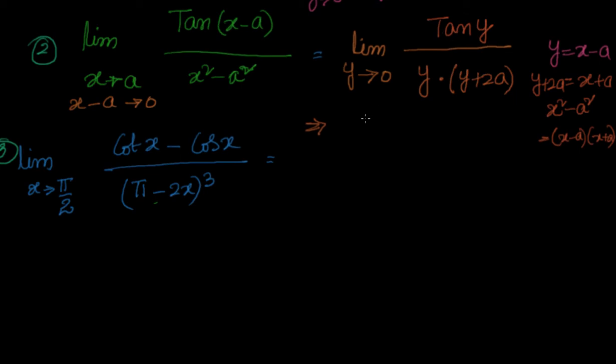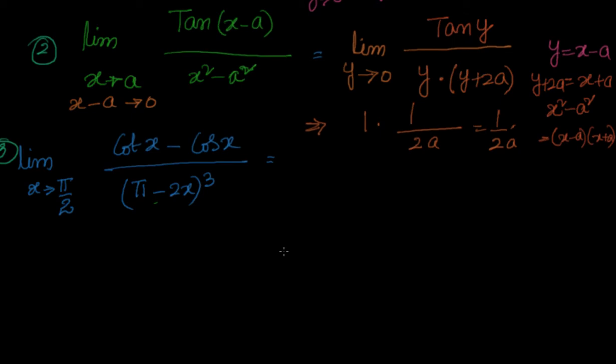Now this is equal to 1, so that is nothing but 1 into 1 by. You can write one step where you separate them and say limit y tends to 0 tan y by y into limit y tends to 0 1 by y plus 2a. Due to space I haven't written it, but I think you should be okay with that. If y equal to 0, this will become 2a. So your answer is 1 by 2a. So that is how you can solve that particular problem.